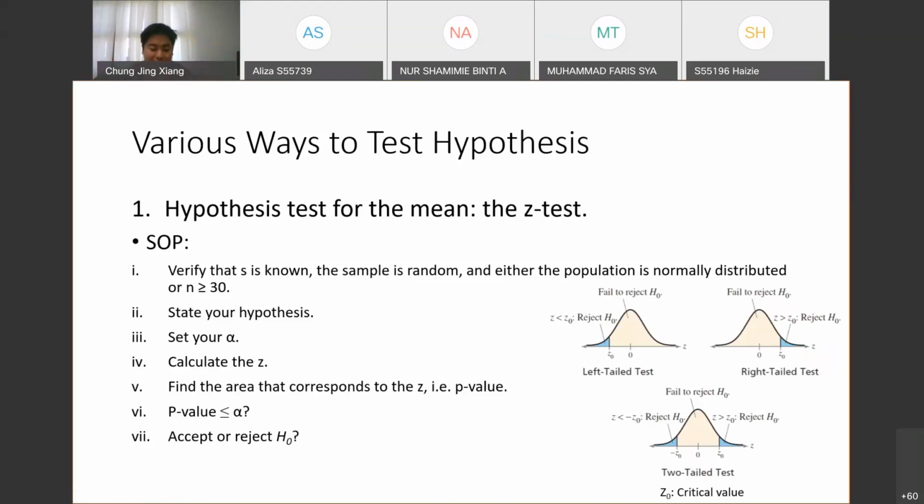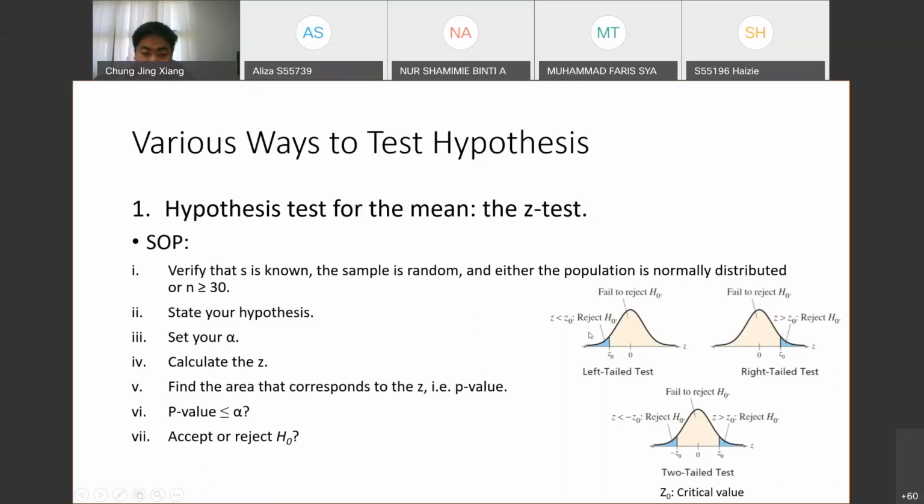So you want to find, let's say, 0.05. Okay, so you look at the table. What is the critical value? What is the Z naught? Then you see if your Z score is smaller or larger than the critical value. For a left tail test, you can safely reject your H naught.